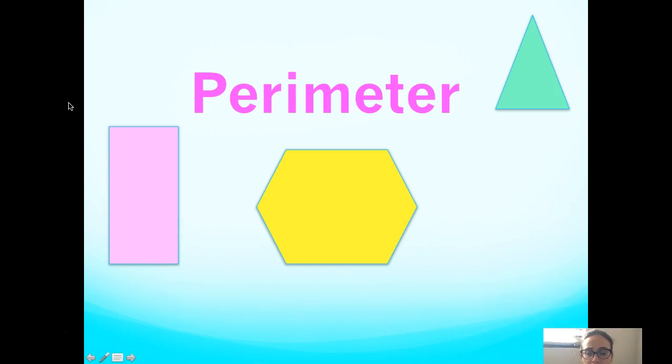Hi E4, today we're going to learn about perimeter. The learning intention: we're learning to find the perimeter of regular shapes.